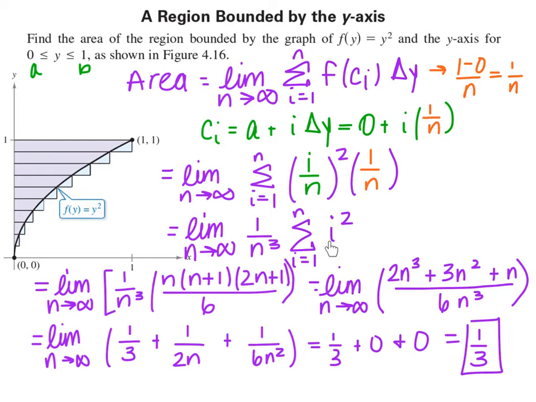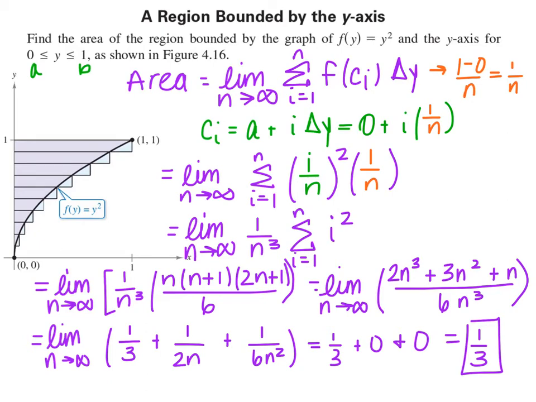So the summation of i squared is this, and I'm going to just FOIL out these terms and distribute the n to it and put them all over 6n cubed. So that's 2n cubed plus 3n squared plus n all over 6n cubed. I'm going to separate all of these terms here. So I have the limit as n approaches infinity of 1/3 plus 1 over 2n plus 1 over 6n squared. And if you take the limit as n approaches infinity, you have 1/3 plus 0, which is 1/3.